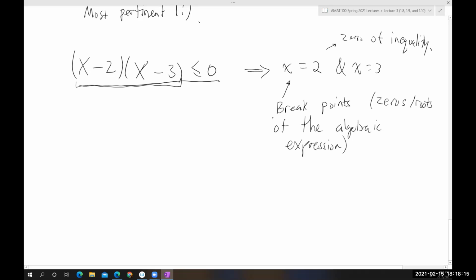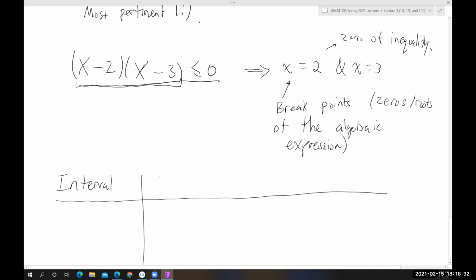Maybe you can define that as the breakpoints of the inequality. Using that, we can write out this table, and I'll explain how I was able to construct this table based upon these breakpoints. The breakpoints are going to give us the intervals, basically.